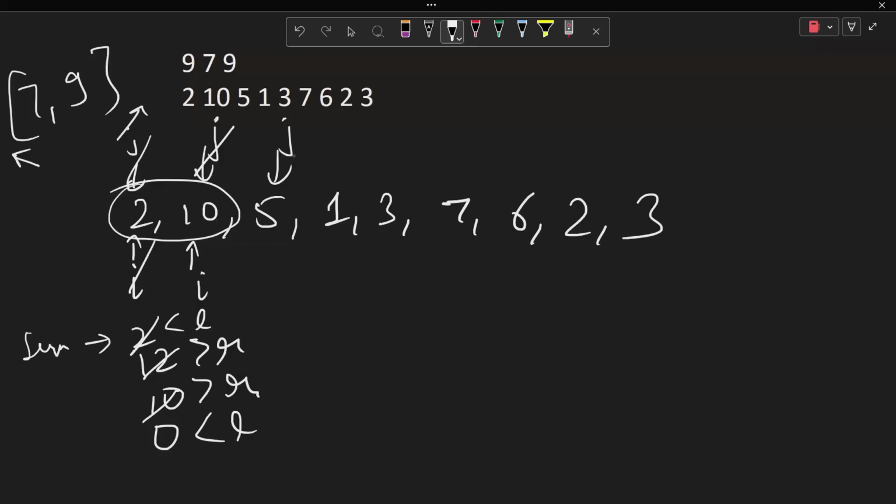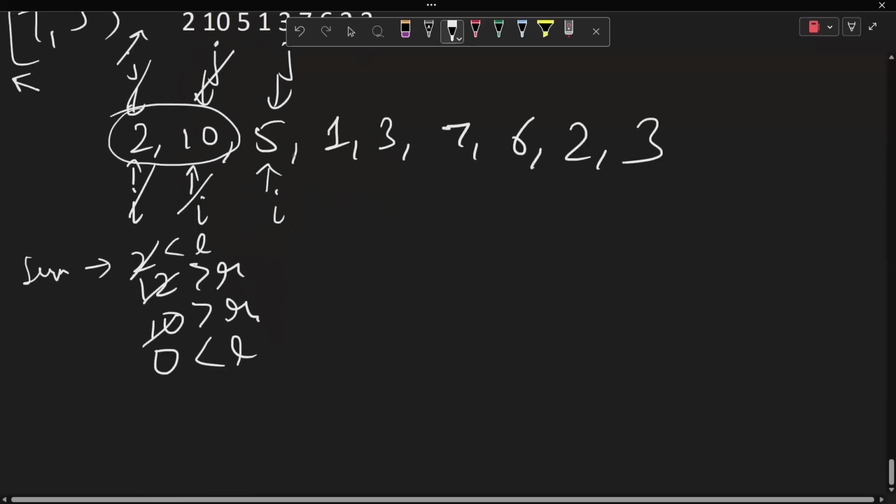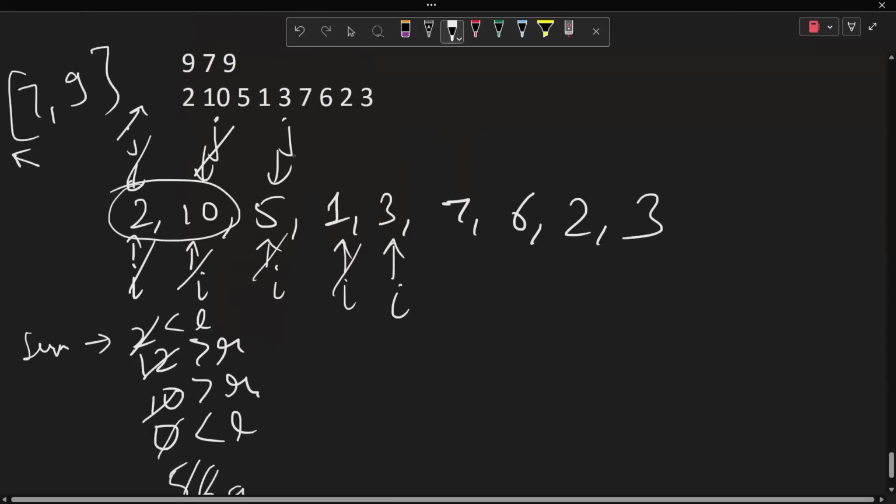Once it becomes less than L, we would move our I pointer. So if the sum is less than L, we move the I pointer. If the sum is greater than R, we move the J pointer to reduce the sum, and the I pointer to increase the sum, as you can see. It became less than L, so we move I and it becomes 5. 5 is still less than L, so again increase I. 6 is still less than L, increase it to 9. So 9 is in this range of 7 to 9.